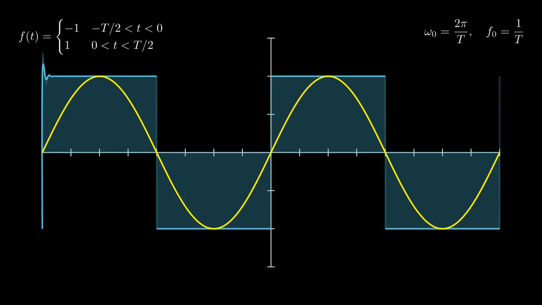Let us try this Fourier analysis on a square wave function. The fundamental frequency omega naught is basically the lowest frequency you can get from a signal. In this case, we can draw a sine wave that connects both ends of the square wave. The sine wave has a frequency of 1 over T.